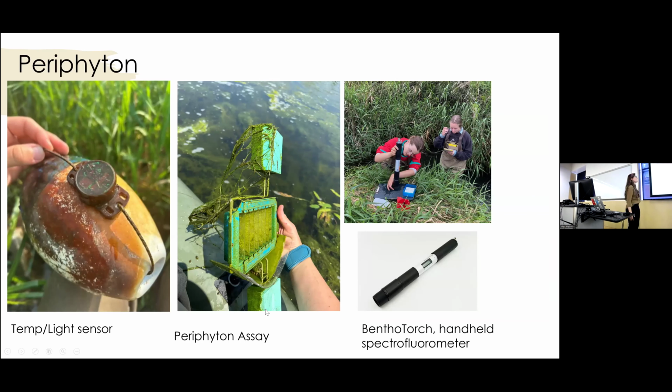This is how we're studying the periphyton. We have a temperature and light sensor in each stream, and we use this periphyton assay. These are microscope slides that are tucked into a flotation device, and they float on the water surface or just below it for about a month.